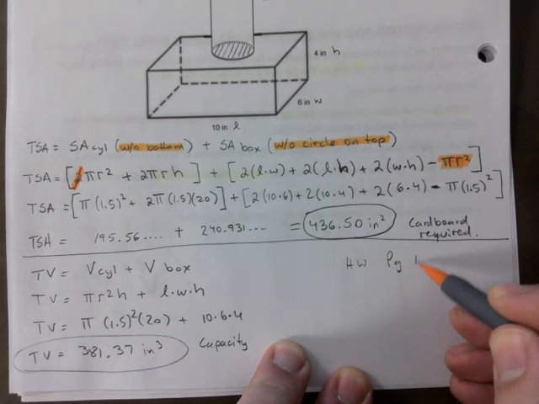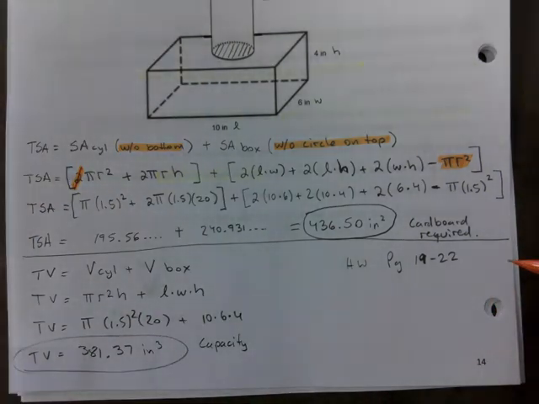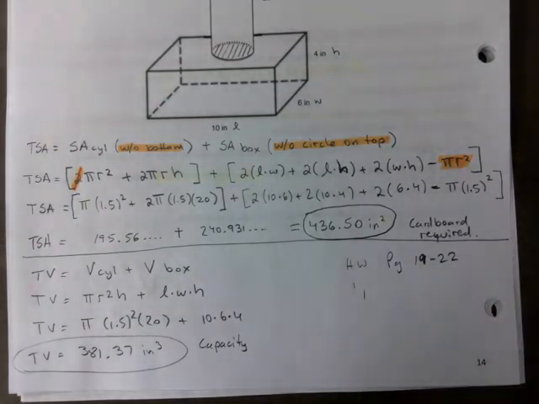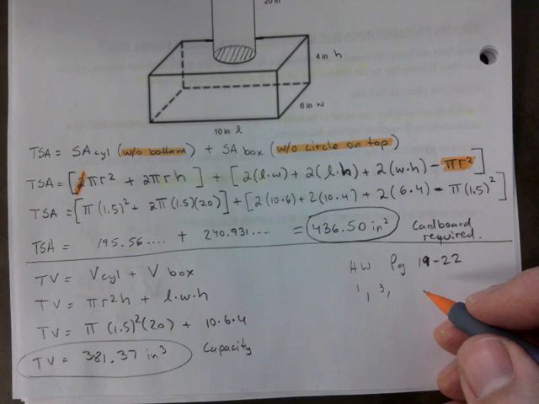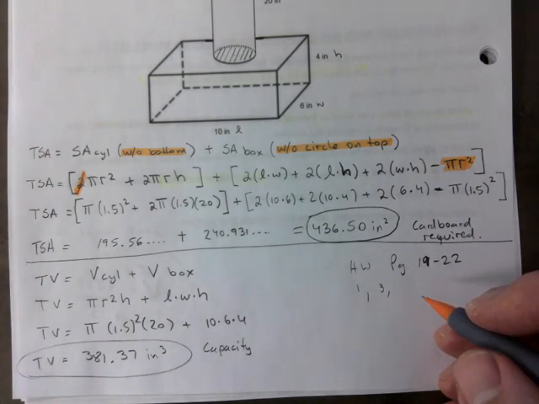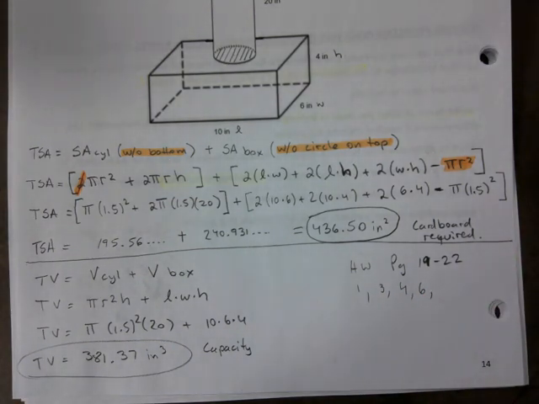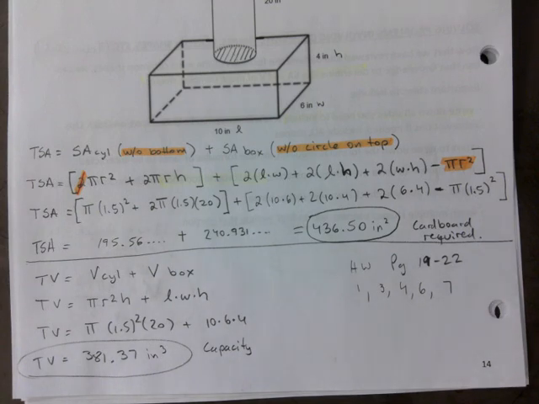I'm actually going to go pages 19 to 22, and I would really recommend you do all of them, but if you run out of time, I would say questions 1, 3, 4, 6, and 7. Try those and see how that goes.